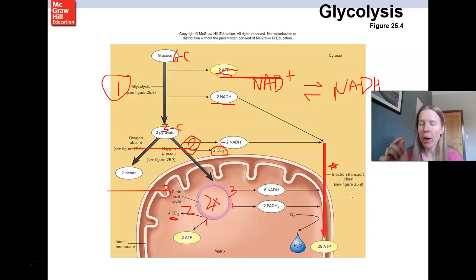So at this point, we still haven't made much ATP. We've only got 2 ATP from glycolysis and 2 ATP from citric acid cycle. What we're going to see is that our electron transport chain is going to do the majority of the ATP production, and we'll take a look at that.